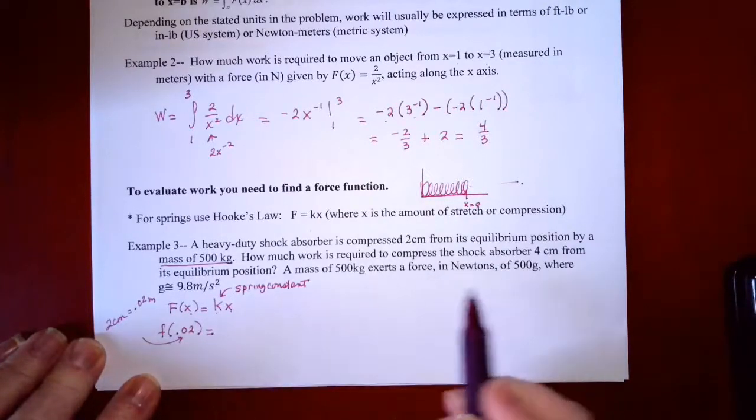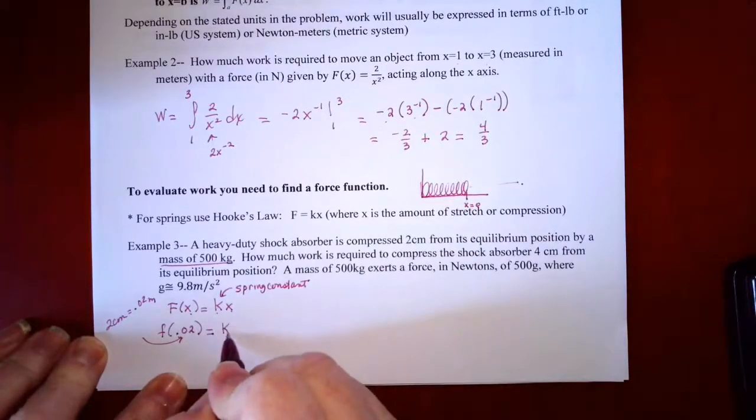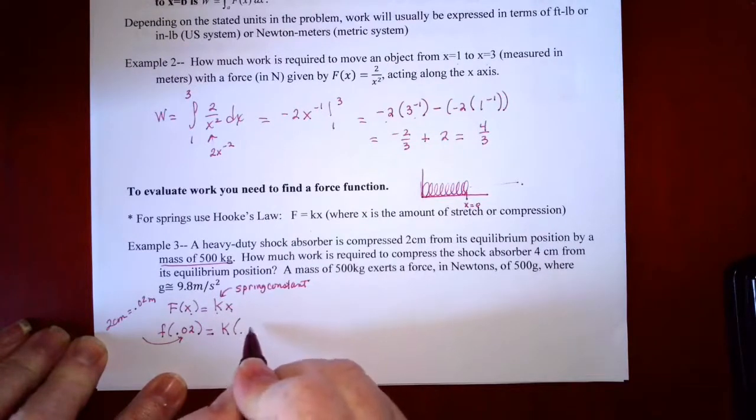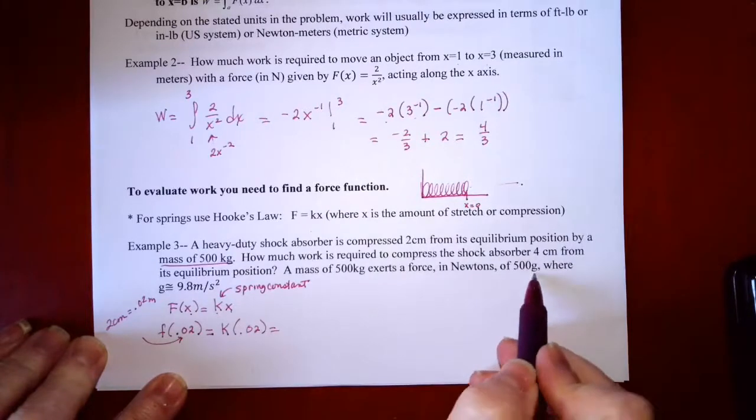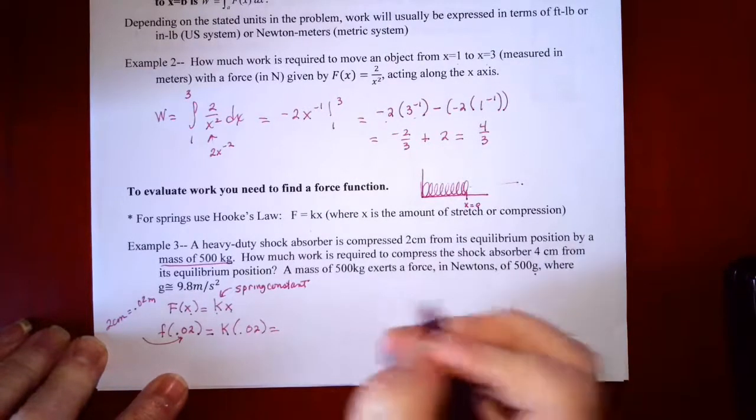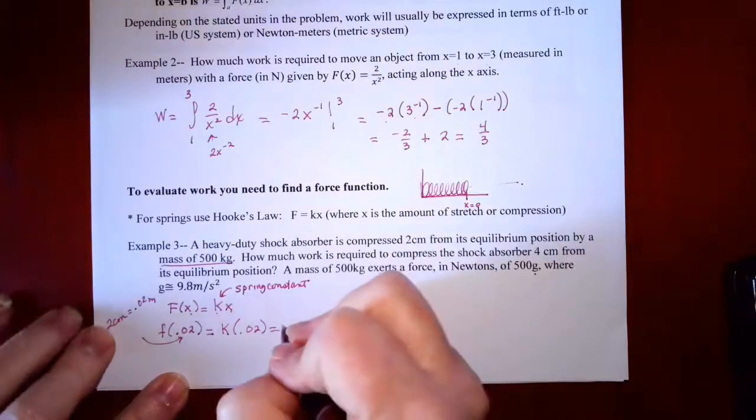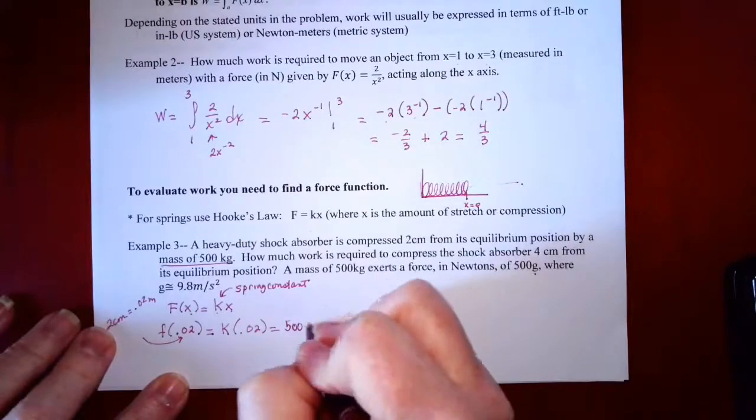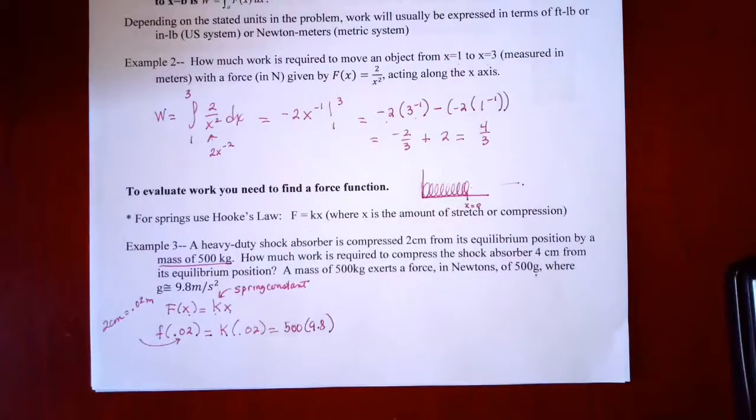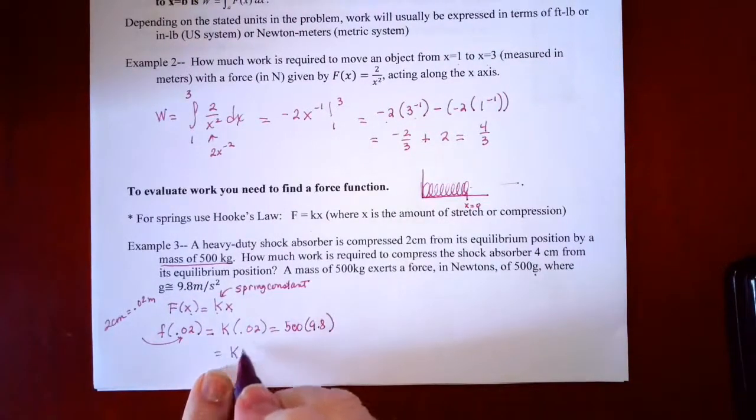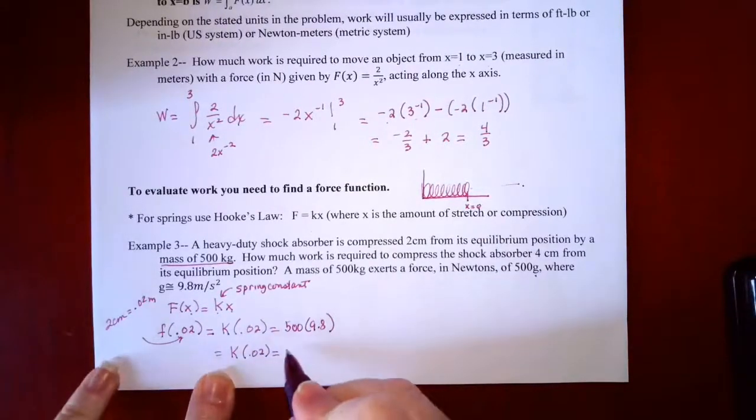will equal how much? Well, how much force has to be applied? It's going to equal some k times 0.02, and the force that's applied is 500 kilograms times the gravitational constant. So we'll have 500 times 9.8 newtons of force. Or that would be k times 0.02 is equal to, what, 4,900?